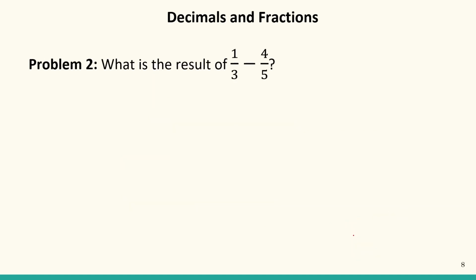So let's see problem number 2. What is the result of 1 by 3 minus 4 by 5? So what we have here is 1 by 3 and 4 by 5. Again, we need to compare the two denominators, 3 and 5, and get the LCM of 3 and 5. For 3 we got the multiples 3, 6, 9, 12, 15 and so on. For 5 we got 5, 10, 15, 20 and so on.